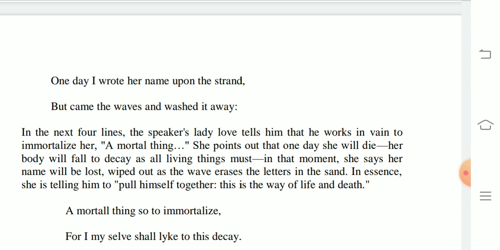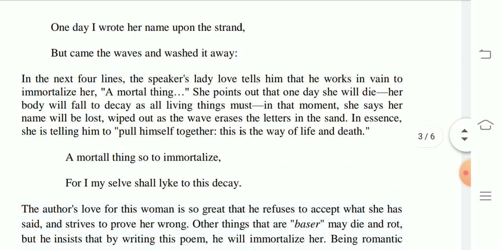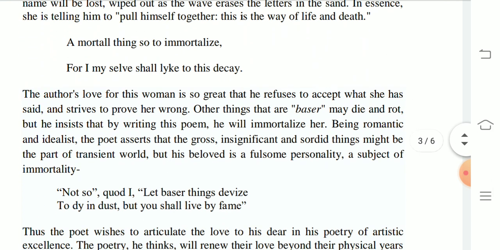She knows the reality of life, that one who has taken birth is going to die. So it is a futile task to immortalize her by writing her name on sand, because everyone knows that man is a mortal being. A mortal thing, so to immortalize, for I myself shall like to this decay.